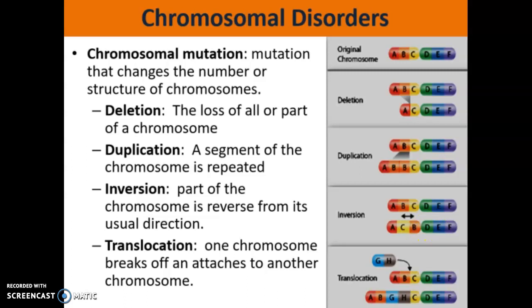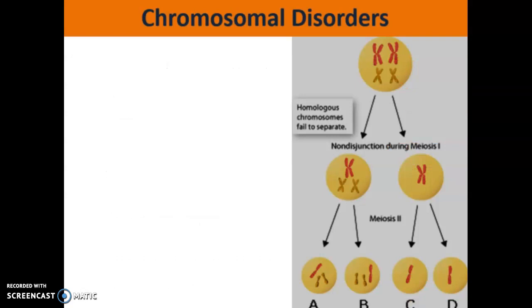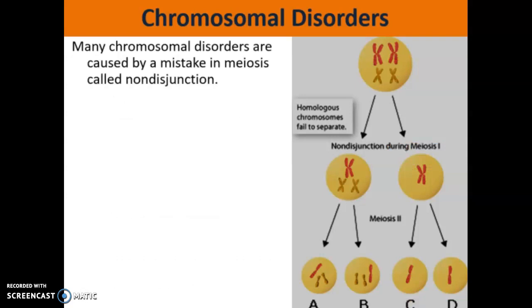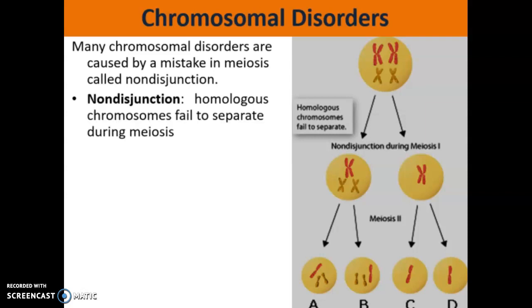So how do these chromosomal disorders come about? Like, how do we have these mutations or these changes in our chromosomes? Well, many of these disorders are caused by a random mistake that occurs in meiosis, and that mistake is called non-disjunction. Non-disjunction is when homologous chromosomes fail to separate. So if we look at this cell up here at the top, we have two pairs of homologous chromosomes. We have a red pair and a yellow pair.